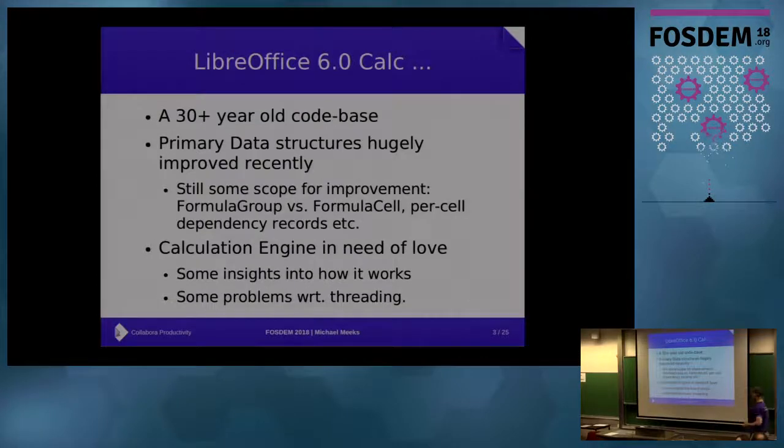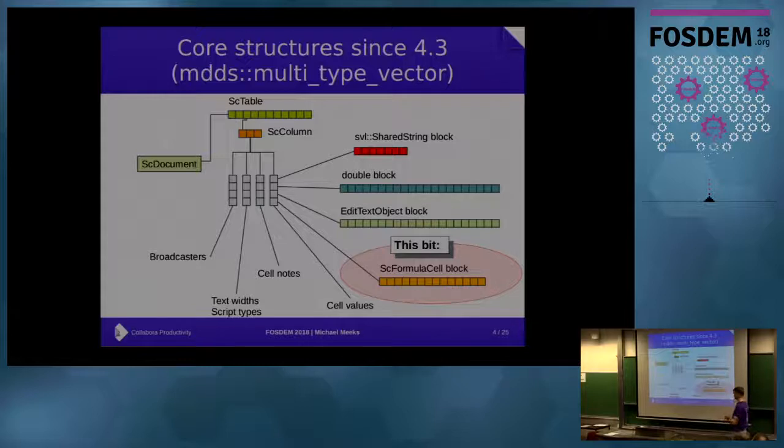So here we go. So calc is a pretty interesting code base. Obviously, like everything else, it's 30 plus years old. The data structures have improved a huge amount recently in the last 3-4 years. But there's still some significant scope for improvement there. We'll look at how they are in a bit. But the calculation engine has been left pretty much as is. We tried to tack another one on the side to do OpenCL calculation and compiling formulae to OpenCL. But it's been badly in need of love. And so we'll look a little bit at how it works and how we improved it to thread it.